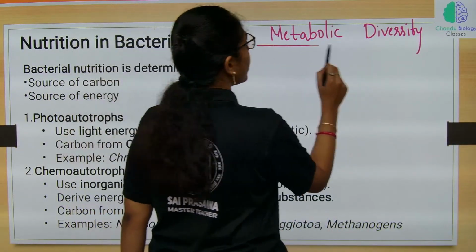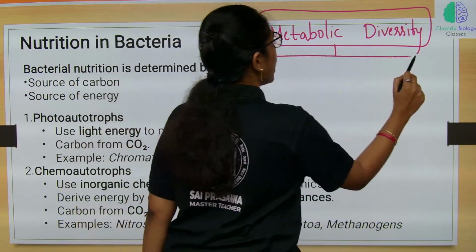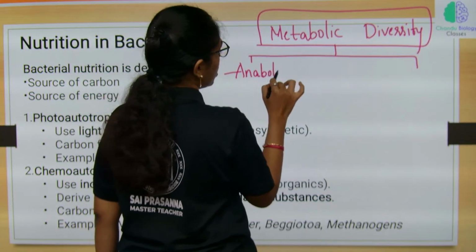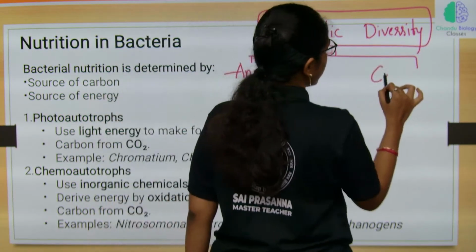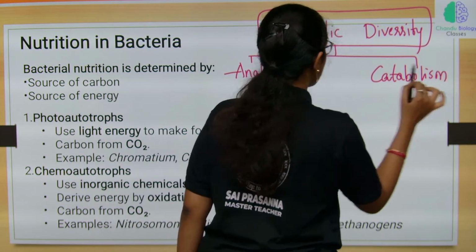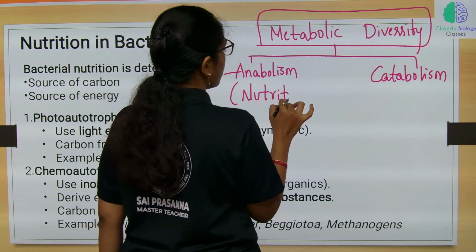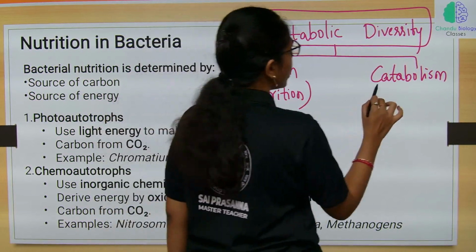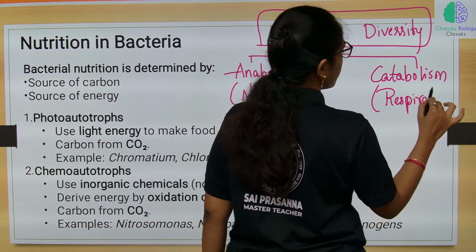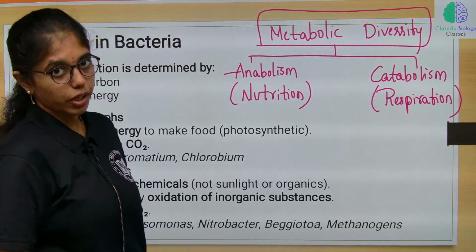So, this metabolic diversity includes what? What is metabolism? It includes both anabolism and catabolism. Anabolism includes nutrition and catabolism includes respiration.